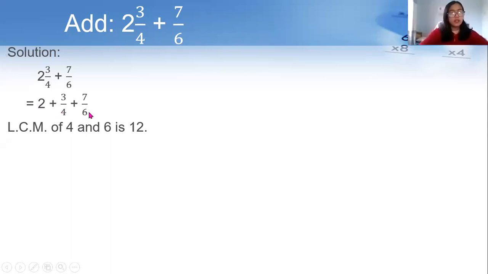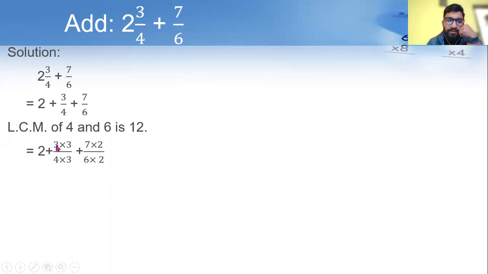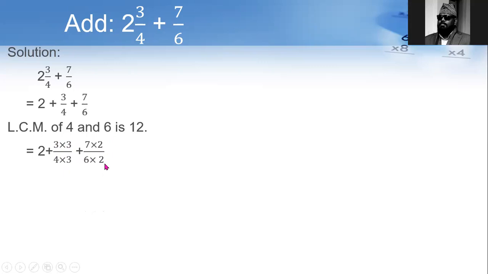6 2s are 12. But that means for 3 by 4, multiply by 3 on both numerator and denominator. Check the denominator, but multiply the numerator as well. Both should be multiplied. Or like 7 by 6: 6 2s are 12, so both numbers have to be multiplied by 2. Numerator also should be multiplied by 2.